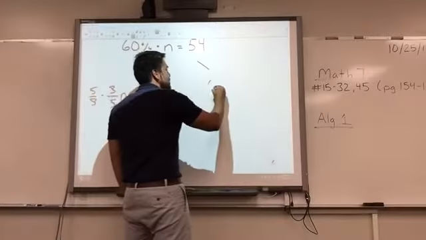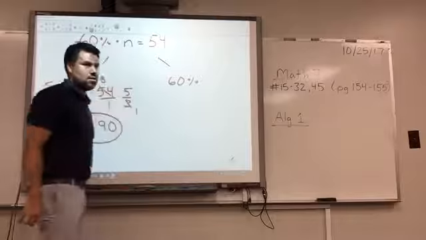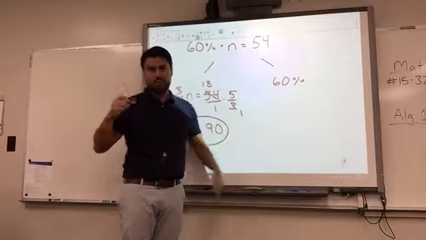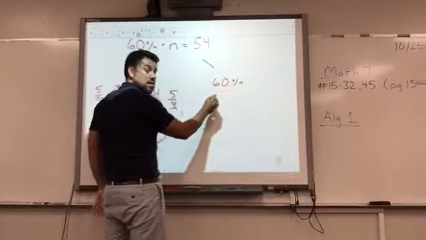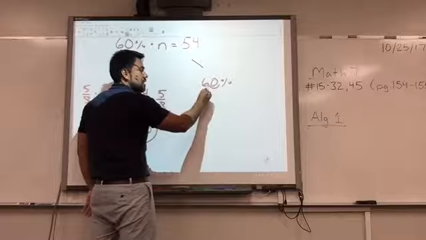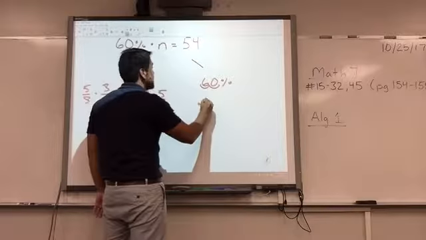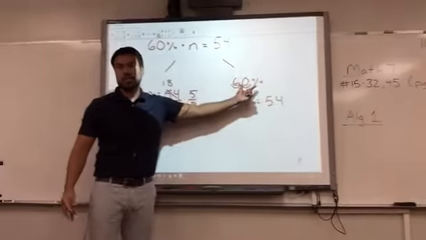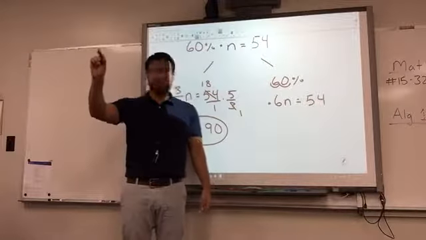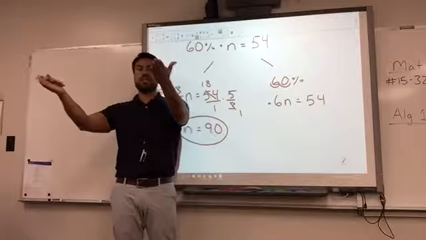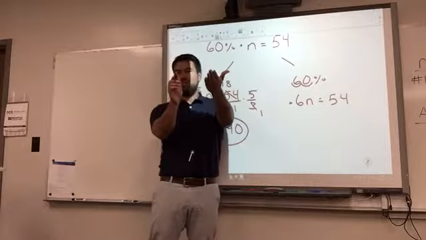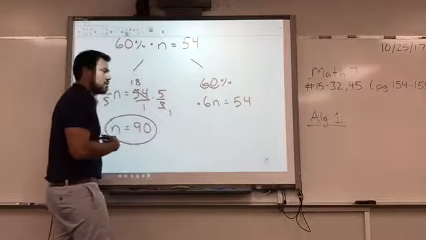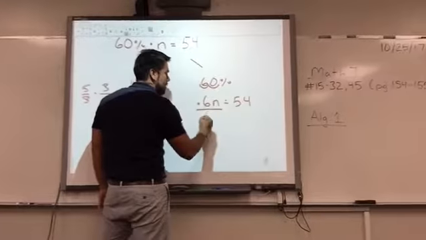How do I change 60% to a decimal? How do you do that, though? Like, what's the process you go through either mentally or... Twice to the left? Good. 0.6 n equals 54. When you're turning a percent to a decimal, move the decimal twice to the left. When you're changing a decimal to a percent, move it twice to the right. So if you can remember that. And I hope you understand that 60% and 0.6, yeah, they're the same thing. Okay, divide both sides by 0.6.